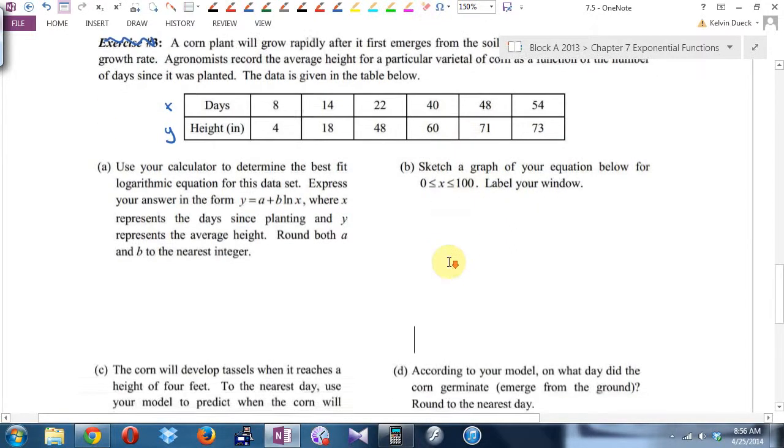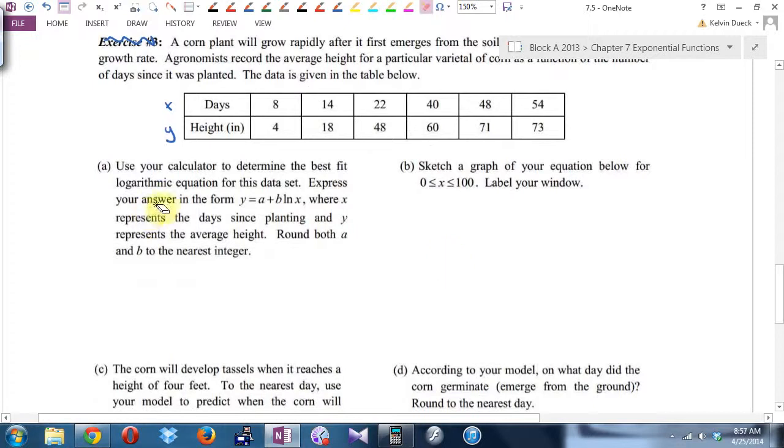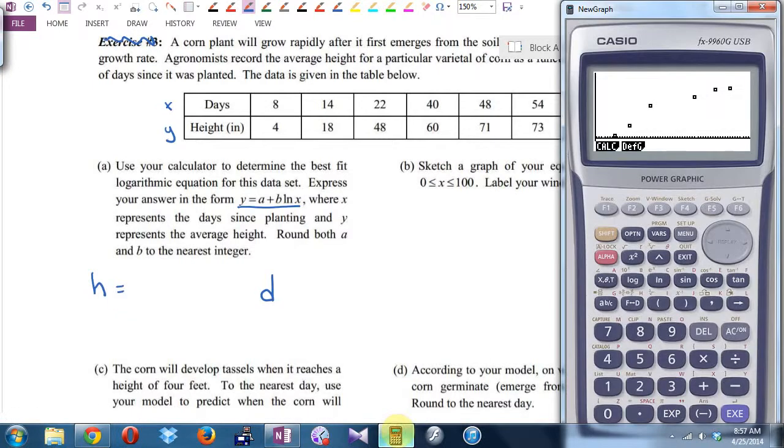So A says, use your calculator to determine the best fit logarithmic equation. Again, express your answer in that form, except x is going to be the days. So call in very carefully. I'm going to put a D here for the x, and y is the height. I'm going to put an H here for the height, and I'm not going to get it wrong this time. I read carefully this time. Let's do a logarithmic regression.